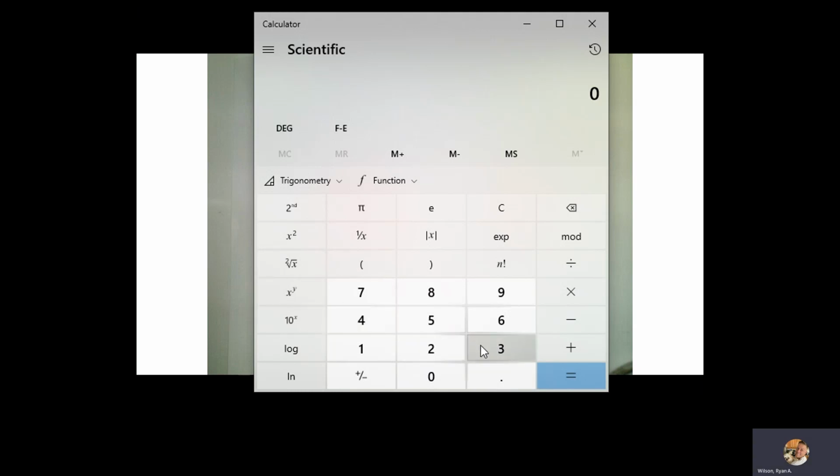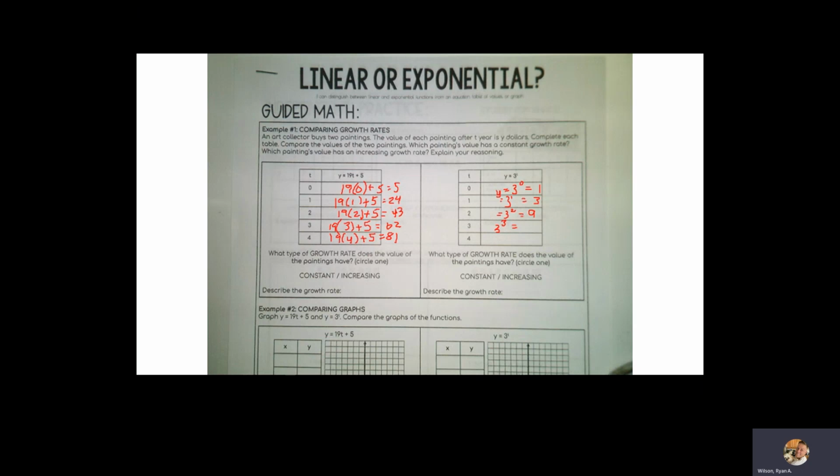So we're going to do 3. See how it did the exponent? It won't show it on yours, I don't think. But now we can put a 3 in. I promise with practice we'll get it. So 3 to the third is 27.